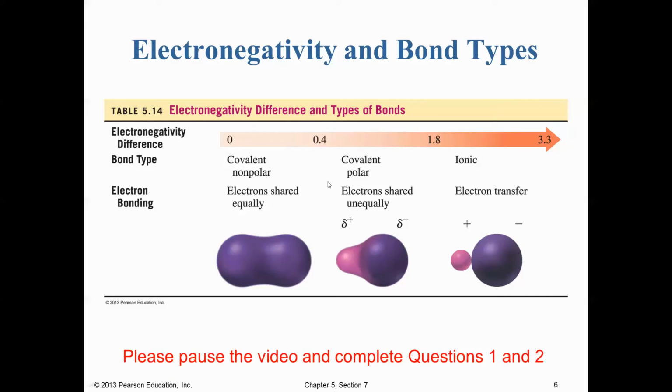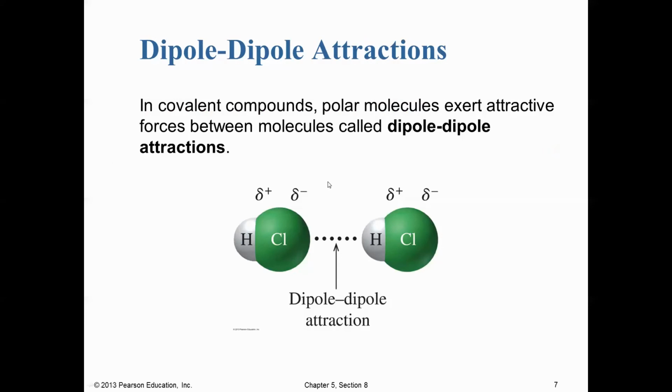Now that we've discussed bond polarity, let's move on to talk about intermolecular forces. Intermolecular forces, or IMFs for short, exist between molecules. So they're different than covalent bonds. Inside of our HCl molecule, the H and the Cl are bonded together with a covalent bond. However, between the molecules of HCl, we have these much weaker attractions that we call intermolecular forces.